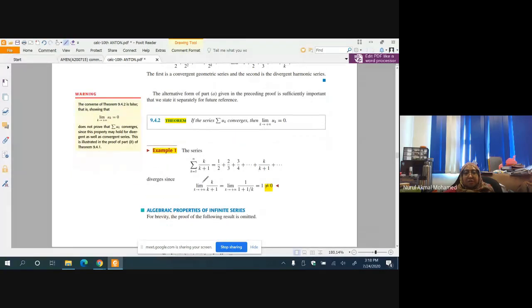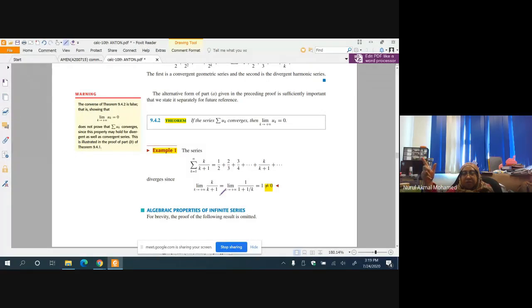So let's look at the example: the summation of k divided by k plus 1, k tends to plus infinity. This is the term for the summation. You take the limit. If you substitute infinity here, it will be infinity divided by infinity, so you can apply L'Hopital's rule.